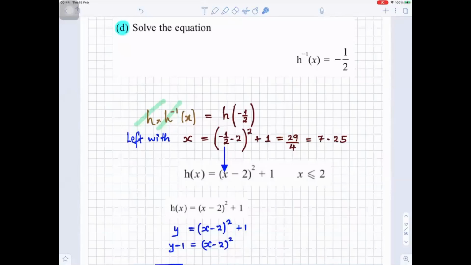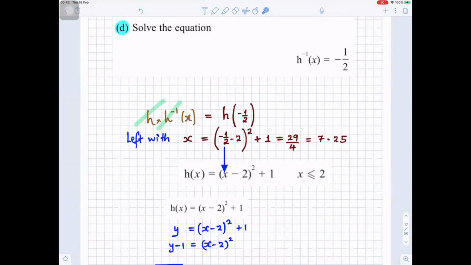Part D. Solve the equation h inverse of x equals minus a half. One way you can do it, you can multiply this by h and multiply this by h. So it's like multiply by h on this side and multiply by h on that side. So h times h inverse would cancel, they null each other, you'll be left with x. And then h bracket minus a half.